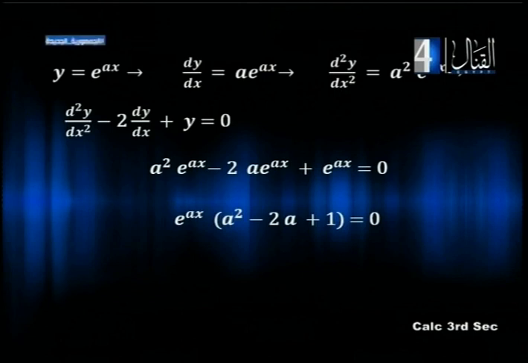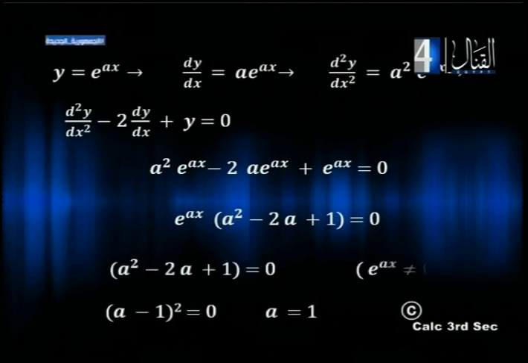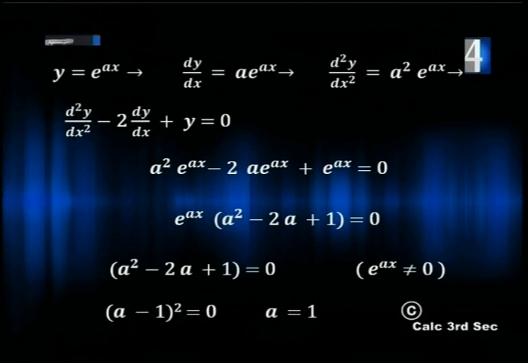Then a power 2 minus 2a plus 1 equals 0, where e to the power ax doesn't equal 0. A power 2 minus 2a plus 1 equals 0 is a perfect square. This expression is a perfect square. We can write this expression as a minus 1 all to the power 2 equal 0. Then a equals 1.